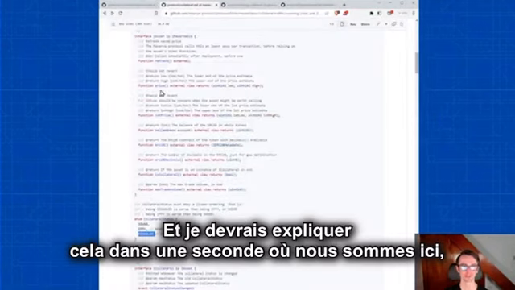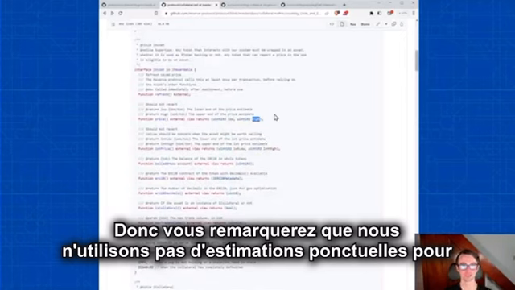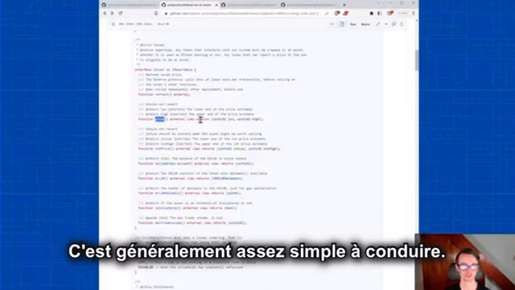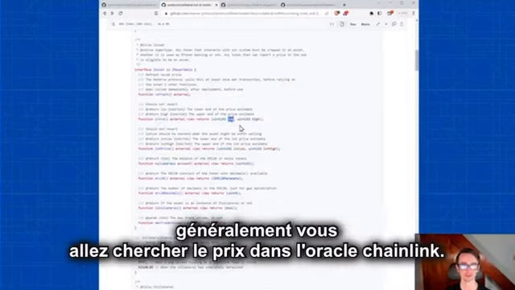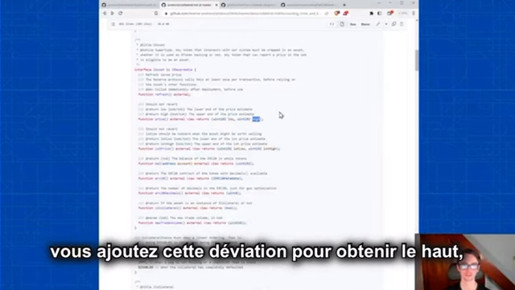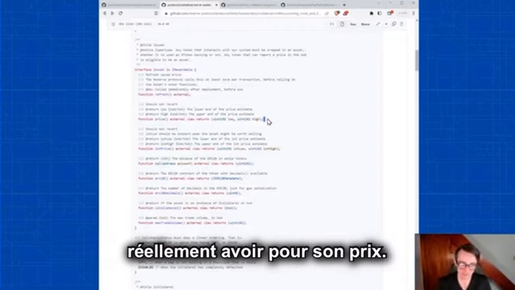Here we are. Price, low and high. So you'll notice that we do not use point estimates for prices. Instead, prices are always given in terms of a range. This is usually pretty simple to derive. Generally, you go grab the price in the Chainlink oracle. It has some deviation associated with it. You subtract that deviation to get the low, you add that deviation to get the high. That is a full price range that the asset could actually have for its price, right?